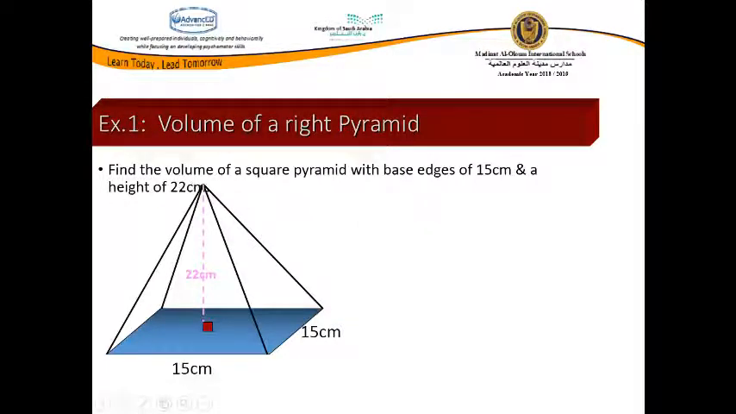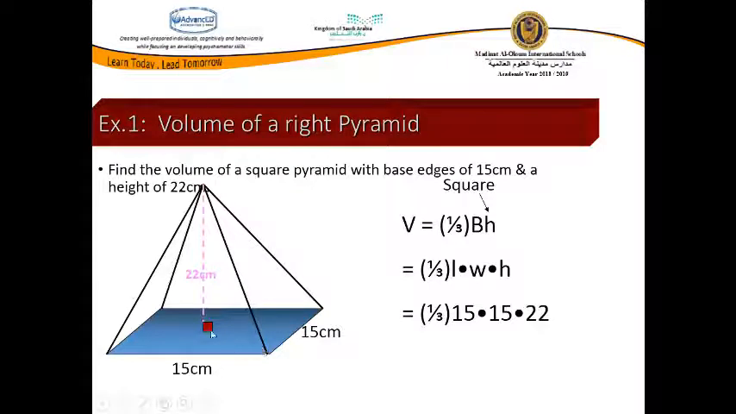How to find the volume of a square pyramid with base edges of 15 centimeters and height of 22 centimeters. At first, let's write the formula. Volume equals one third base area multiplied by height. Since the base is a square, the area of the square, as we know, is side by itself, 15 multiplied by 15. Multiply by the height of the pyramid, not the slant height, the height of the pyramid that connects the vertex and the center of the base.